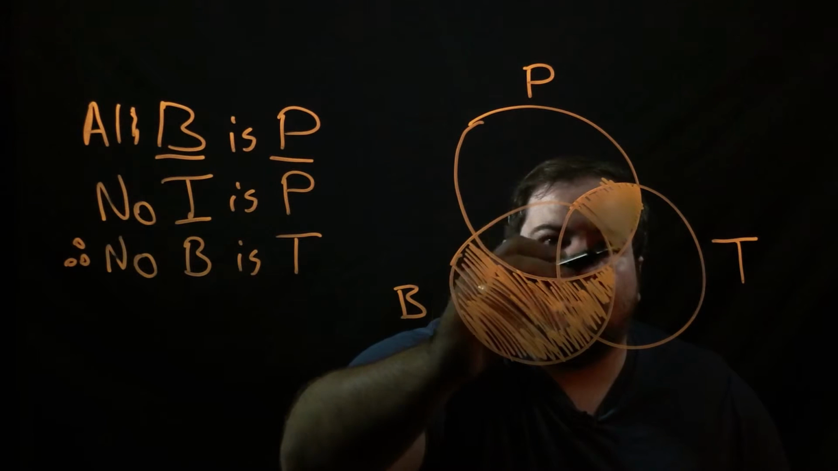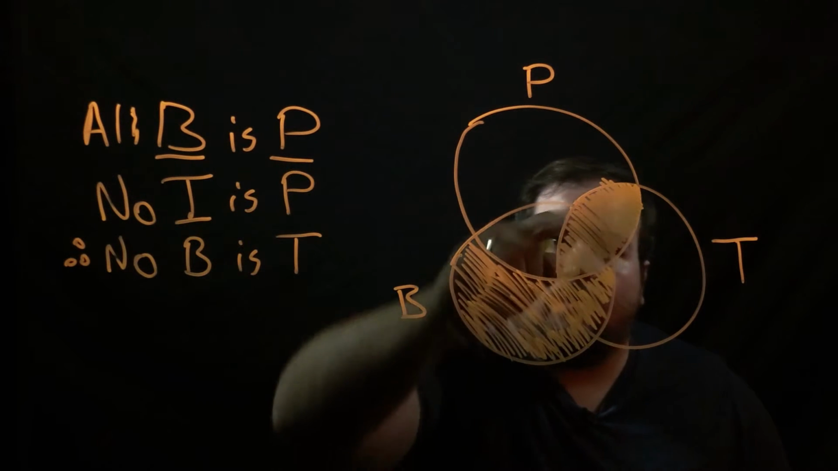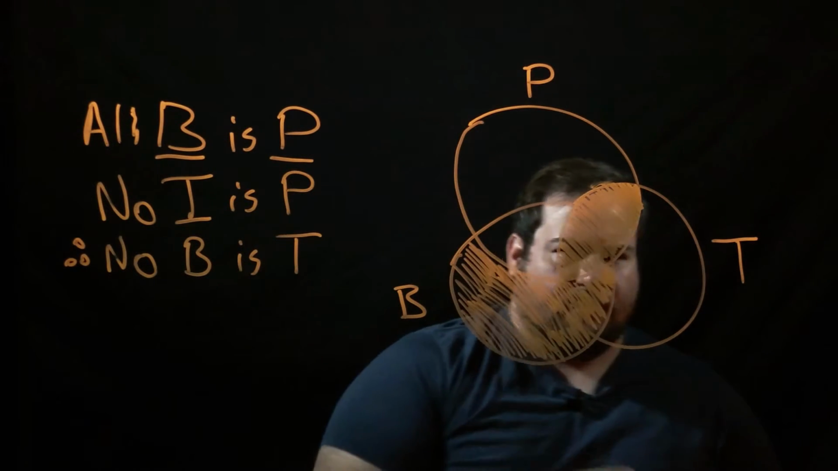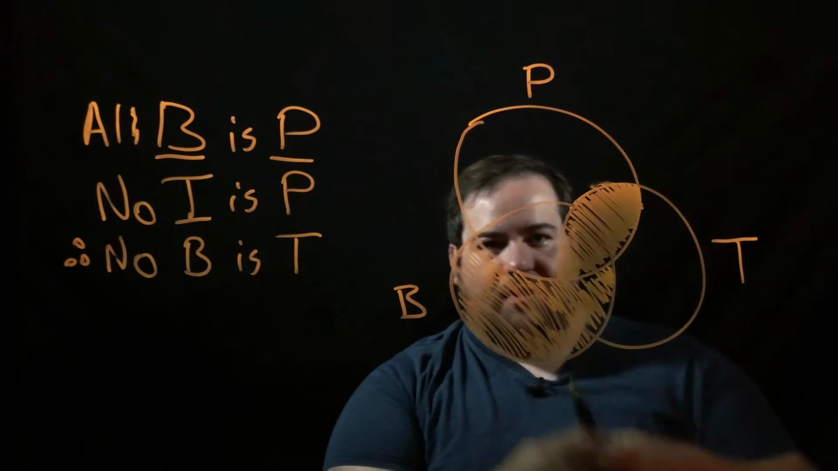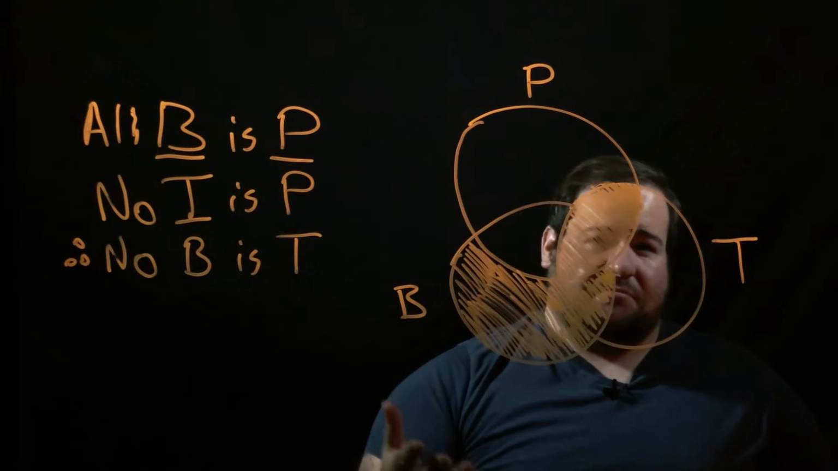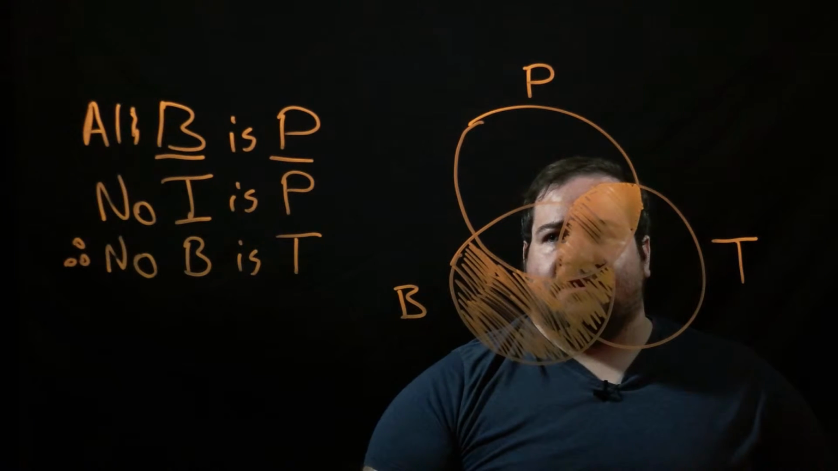And do that real quick like that. Smudge that so that, you know, I'm not blocked by the circles. Smudge that so that you can see it. But now we've represented our premises.